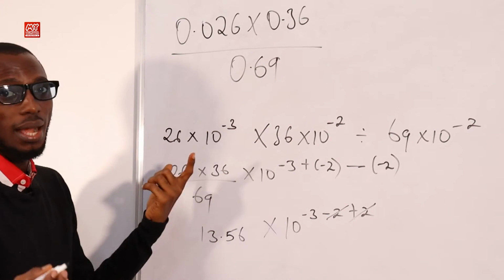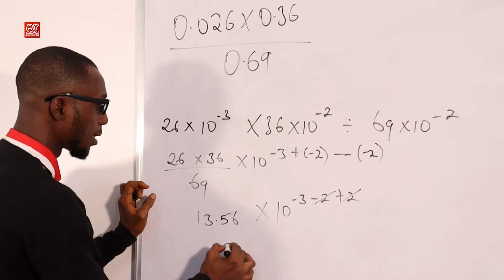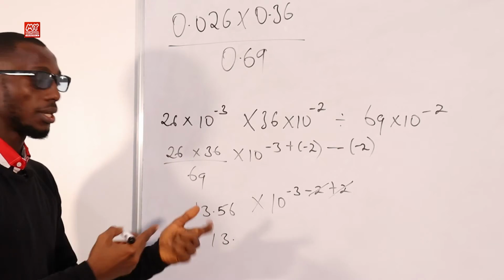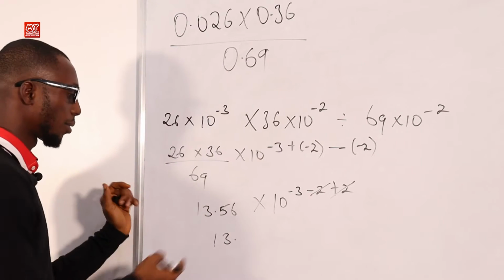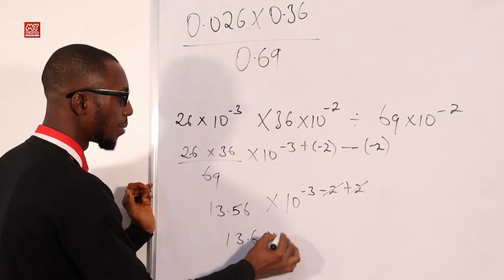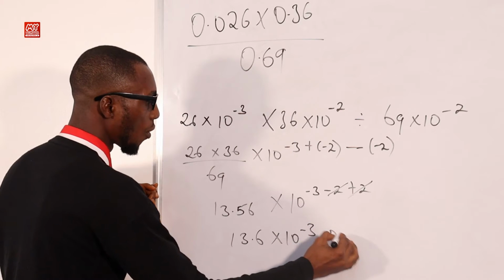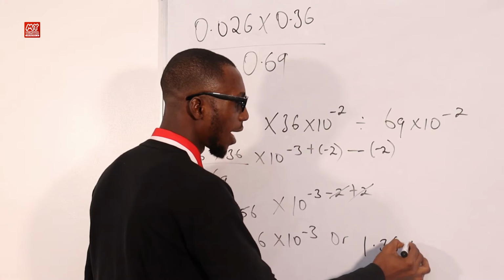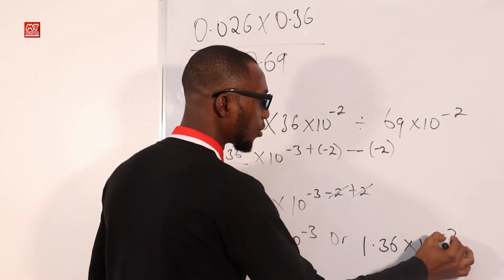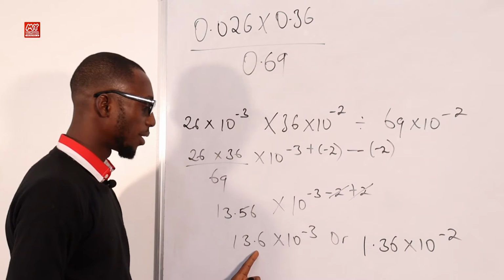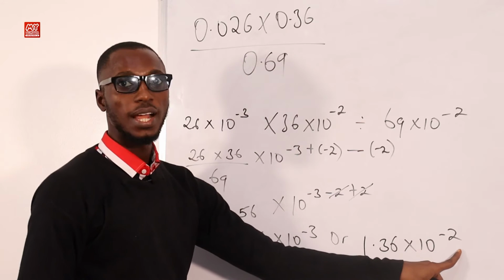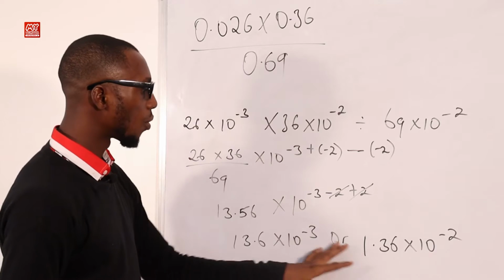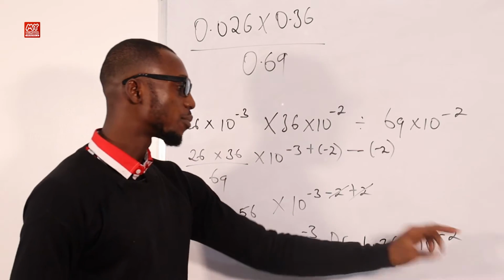If I try and approximate this, leaving it to one decimal place, just one number after the decimal point, that is 13.6 times 10 raised to power minus 3, or I can have 1.36 times 10 raised to power minus 2. This is because we moved the decimal point by 1, and it has reflected here. So either we have 13.6 times 10 raised to power minus 3 or 1.36 times 10 raised to power minus 2.